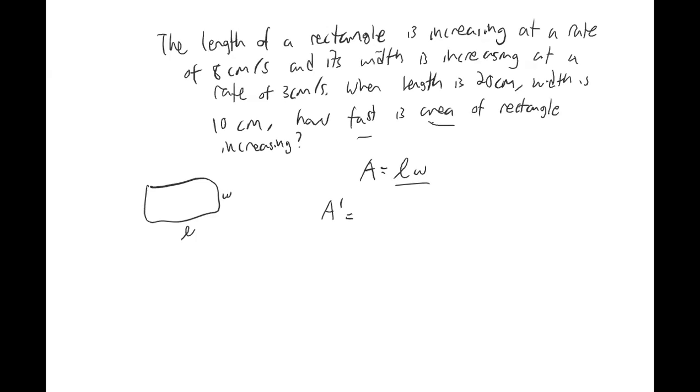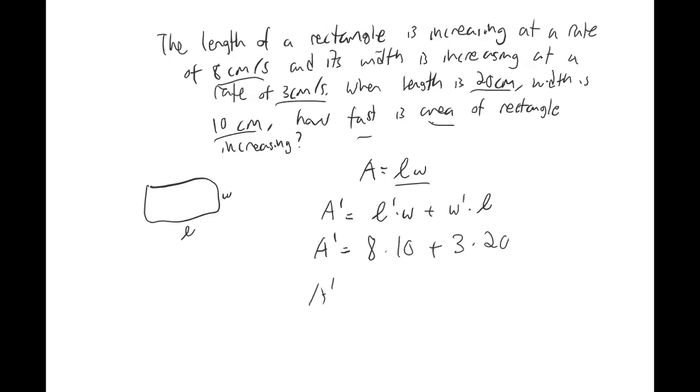Yeah, product rule. So L prime times W plus W prime times L. And you see we have all the info, right? What's L prime? L prime is 8 centimeters per second, right? So 8 times, and what's the width? Well, it says when the width is 10 centimeters, right? Plus, what's W prime? Well, it tells you W prime is 3 times length is 20, right? What is that? 80 plus 60, 140 centimeters squared per second.